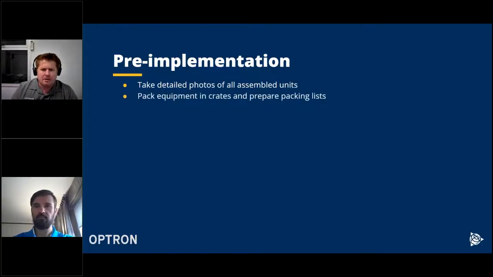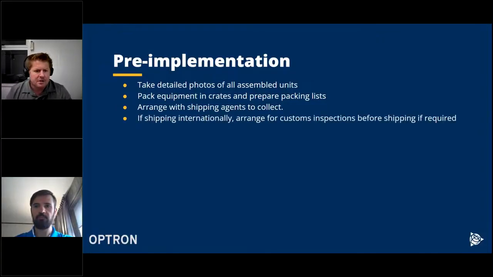So pack the equipment properly in crates and prepare packing lists for this. It makes it much easier for the admin office as well, if they need to start preparing the shipments and dealing with the couriers. If they have a proper packing list, then it's much easier for them. Then we arrange for the shipping agents to collect the items. And if we're shipping internationally, remember to arrange for customs inspections before the shipping, if it's required for that specific country.